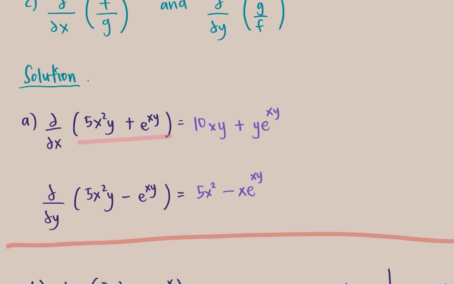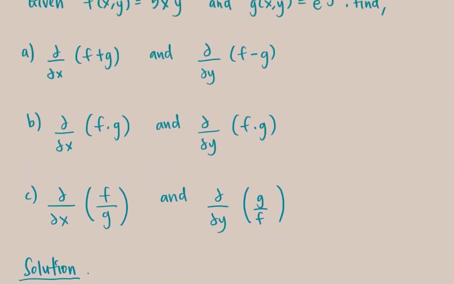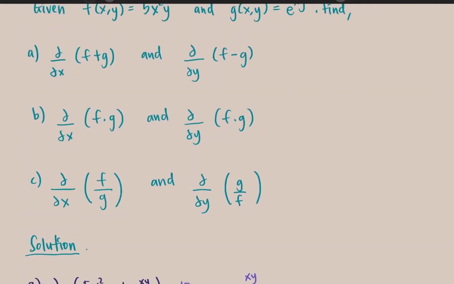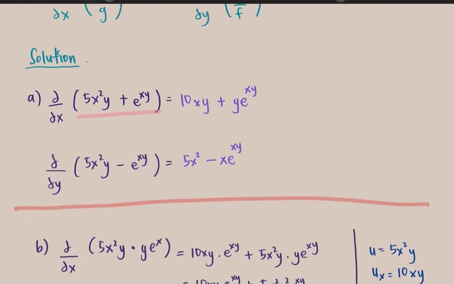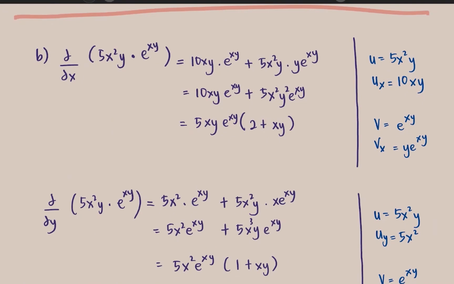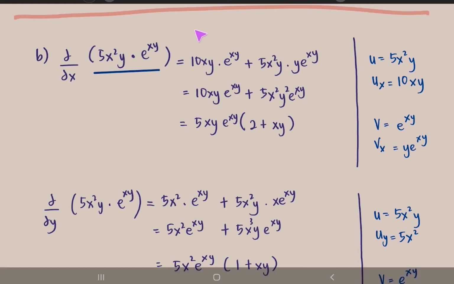A is solved. Let's look at B, where we need to determine the derivative with respect to x of f times g, and the derivative of f times g when differentiated partially with respect to y. Okay. Here we have del over del x, 5x squared y times e^(xy). We want to differentiate this function with respect to x. So here, we will be using this formula then.